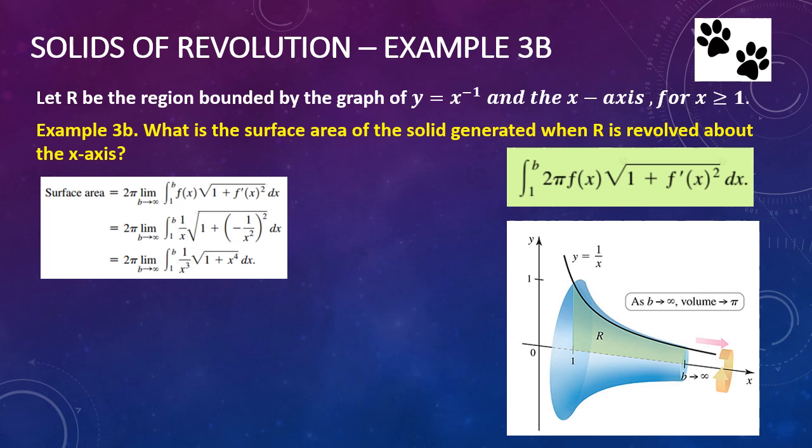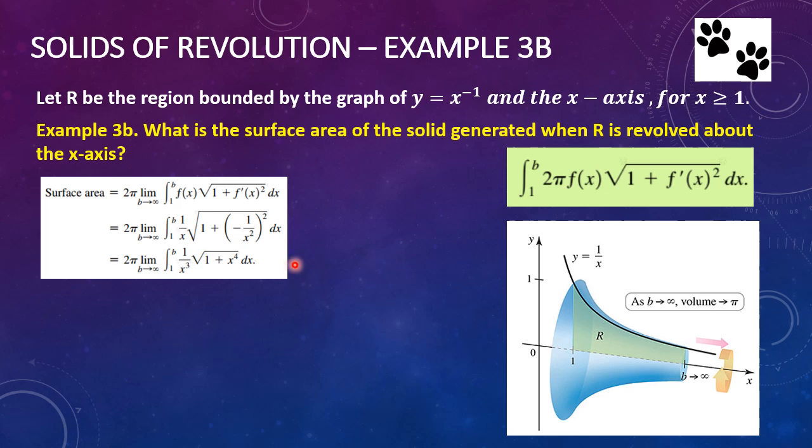So if we plug this into the surface area formula where our f of x is 1 over x and our derivative of 1 over x is negative 1 over x squared, we end up with this final integral: 2 pi times the limit as b goes to infinity of the integral from 1 to b of 1 over x cubed times the square root of 1 plus x to the 4th. This is a bit of a complicated integral, and it's much easier to solve thoughtfully than analytically.